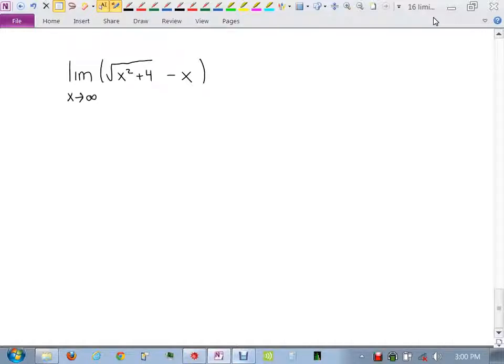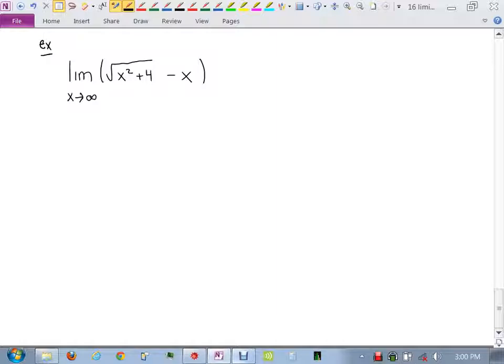Okay, all right, let's keep going here with 1.6. So here's a new problem to look at. Up to this point, we've seen infinity over infinity, or negative infinity over infinity, something like that. But look at this one. This one's a little different.